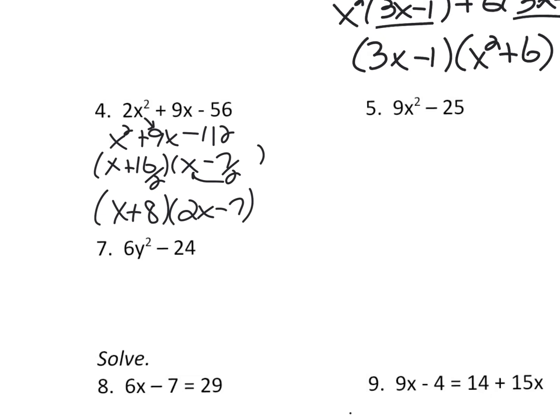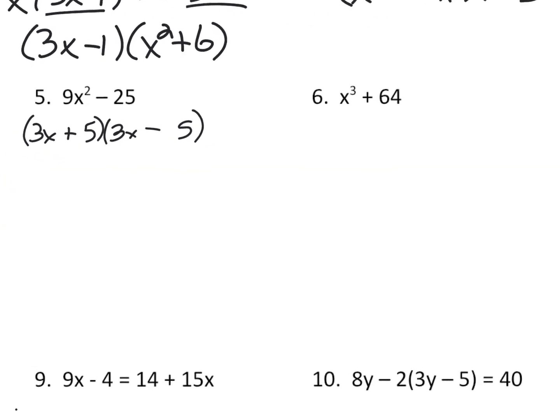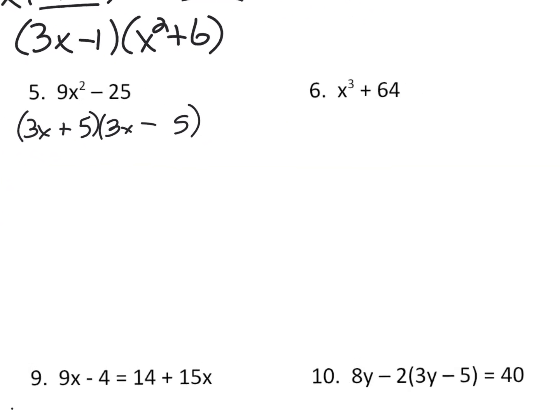Number 5 is difference of squares. Anytime you have difference of squares, your answer is made up of conjugates. You take the square root of each term, the 3x and 5, and one's plus and one's minus. That gives you the negative 25. When you factor difference of squares, you use conjugates. Number 6 is cubes. Small, big, cube root, square, multiply, change the sign, square. And that's what you do for 6.